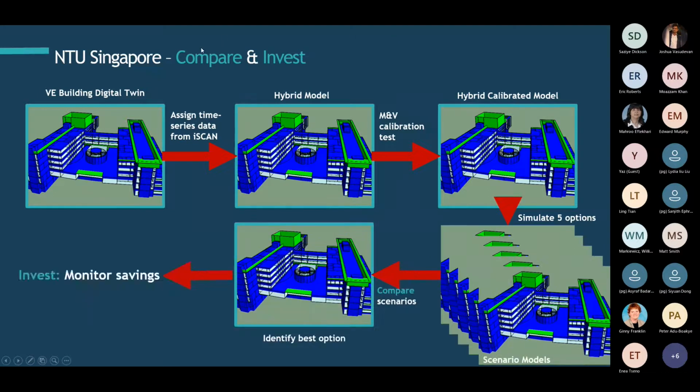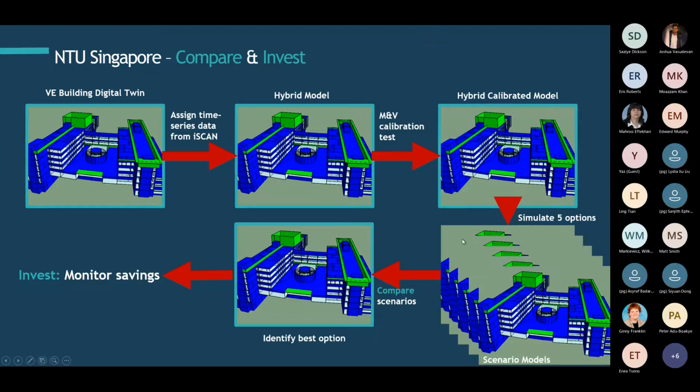So this is the compare and invest part of the CI squared process. You have your digital twin, you assign your time series data, and then you have this hybrid model. You then calibrate it. So once you've calibrated your virtual building model with the real data, that's when the model starts to behave and respond like the real building.